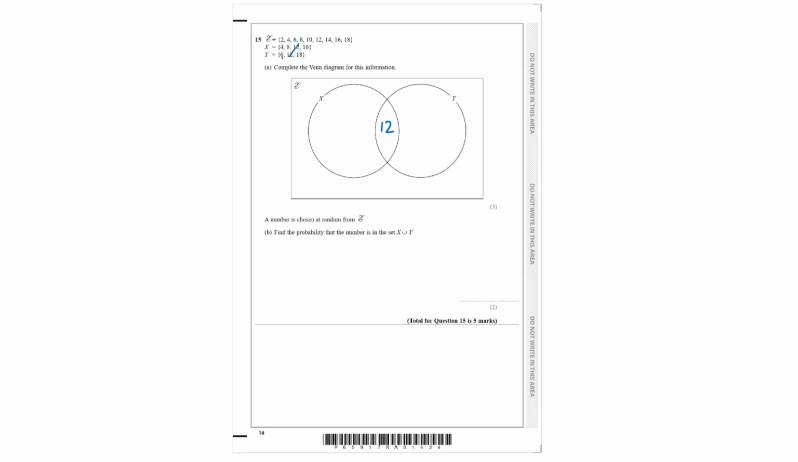Now we can remove this, and we can simply write what is for x, which is 4 and 8 and 16. And then for y, we have 6 and 18.